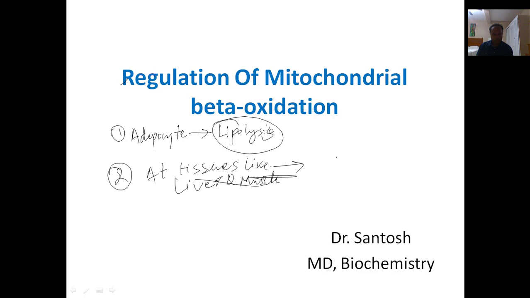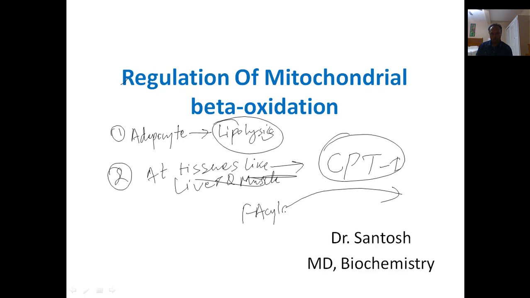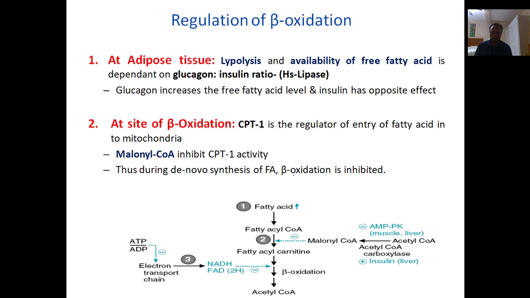So regulation occurs at CPT1. CPT1 means carnitine palmitoyl transferase 1. This enzyme converts fatty acyl coenzyme A into acyl carnitine and facilitates transport of fatty acids. As I told you, the first step where this regulation of beta oxidation occurs is lipolysis at adipose tissue.